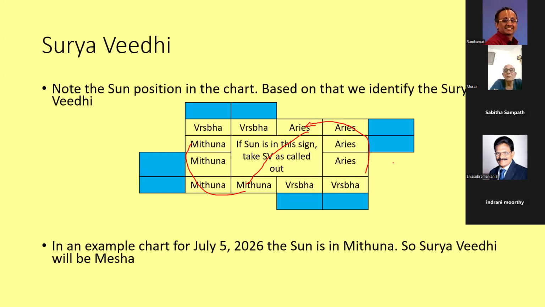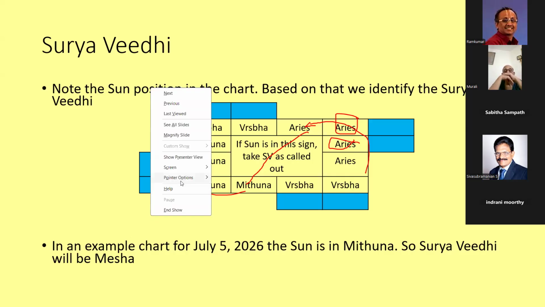Okay. Now, if Sun is in Mithuna, then Surya Vidi will be in Mesha. That is the meaning of this. Today, Sun is in Mithuna, so Surya Vidi will be Mesha. Now, if you are at some time like August 5th, where will the Sun be? August 5th, Sun will most likely be in some degree in Kadaka, right? So then also Surya Vidi will be Mesha. So this is something which you have to memorize. There is no other way out of it. Okay.